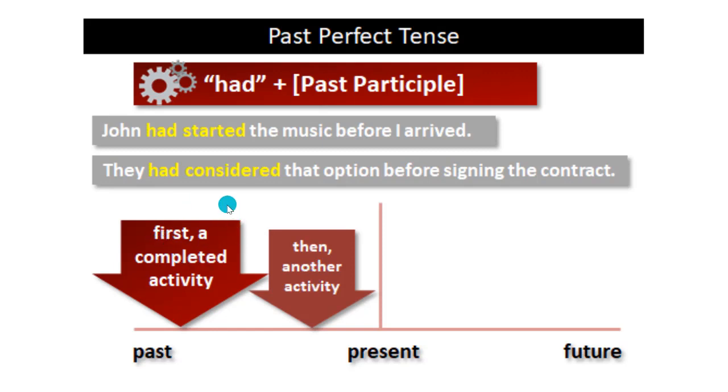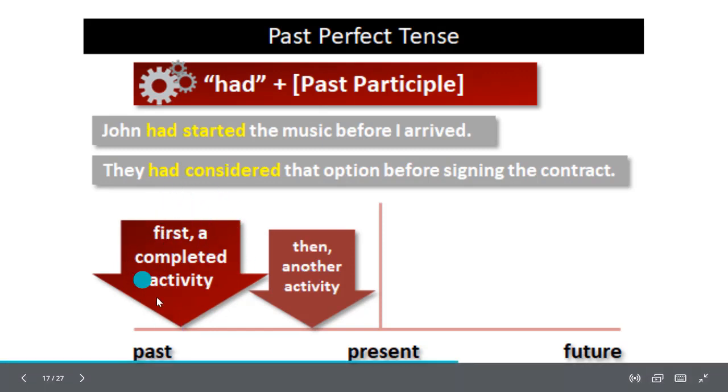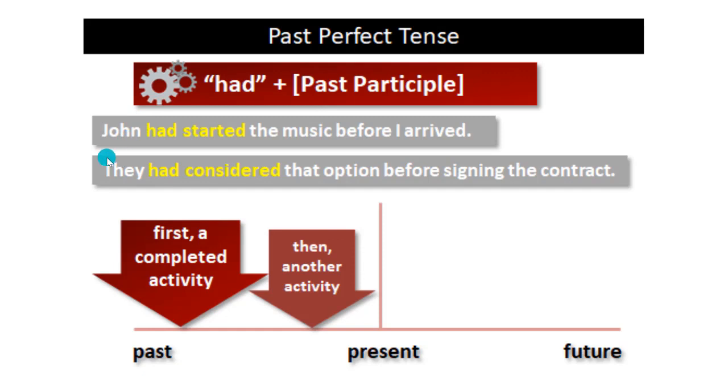So this here is the time graphic that uses past perfect tense. For example, John had started the music before I arrived. As you can see, here is the past perfect tense, and then after the "before" is simple past. And then, they had considered that option before signing the contract. So the past perfect tense always happens before something else.